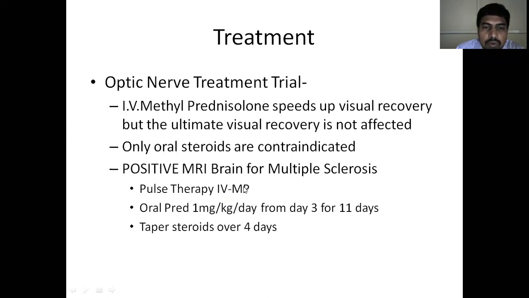After this, I told you, if you use steroid for more than 48 hours, you should taper it gradually. You should not stop it suddenly. So you will start him on oral prednisolone or methylprednisolone at the rate of 1 mg per kg body weight per day from day 3. That is, for 3 days, you will put him on injections. From day 4, you will start him on oral steroids. It will continue up to 11 days. After that, you will taper the steroids gradually over the next 4 days. This is the treatment for optic neuritis and also for multiple sclerosis.